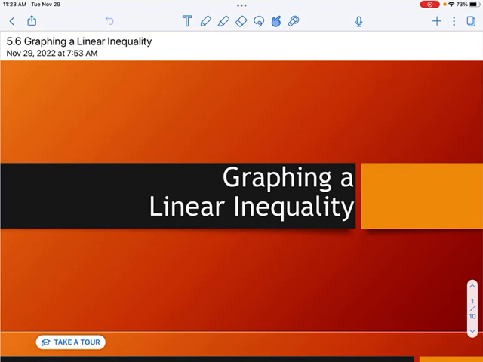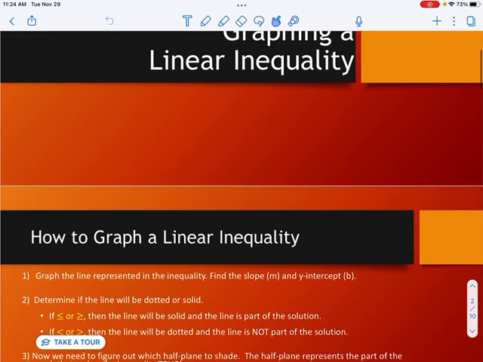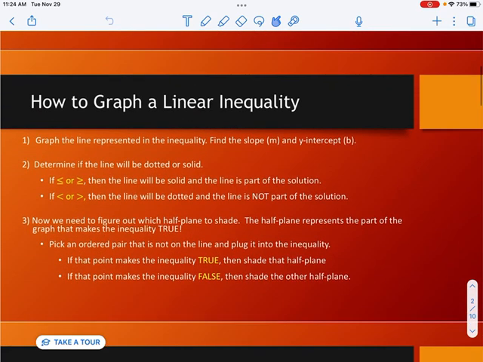All right, today we are going to be talking about graphing a linear inequality. We have been working with linear equations. Now we're going to start into linear inequalities. Now, how do we do this? The first thing we're going to do is graph the line represented in the inequality. In other words, we find the slope and the y-intercept.